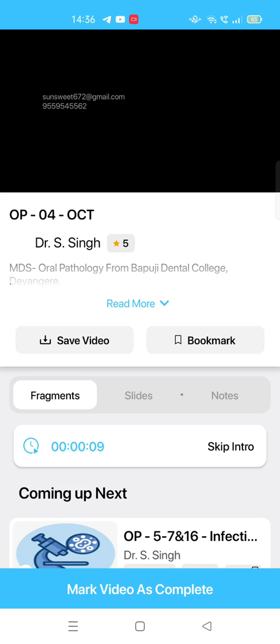Also, the lining is getting detached from the underlying connective tissue. This is the lumen, this is the cystic lining, and it is getting detached from the underlying connective tissue. This is the epithelium. This makes the lining friable. Sometimes there is presence of daughter cysts, or satellite cysts, seen in the connective tissue.